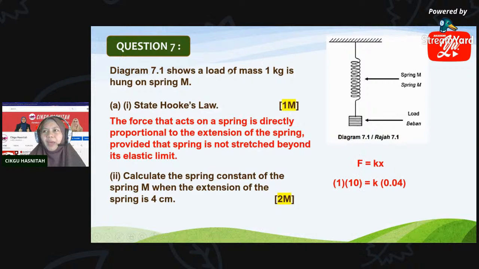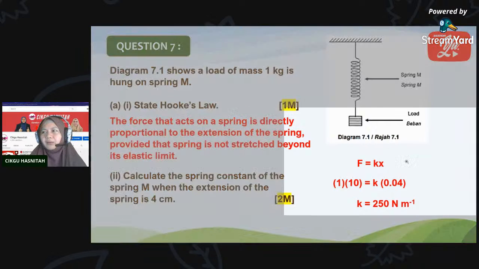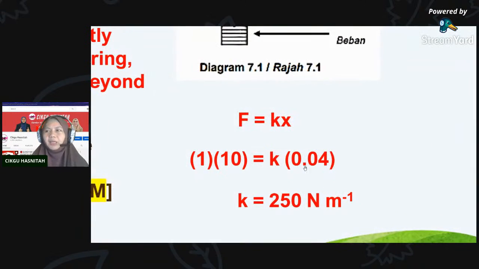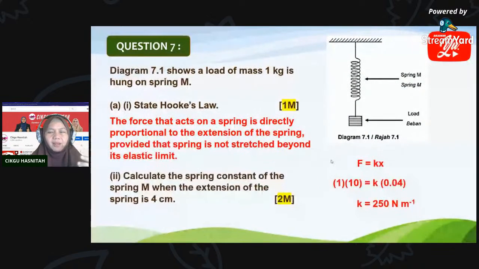Force is given by the weight of the load hanging on the spring, 1 kg. So 1 kg means the force is 10 Newton. The weight is 10 Newton. We want to find k, and x is given as 4 centimeter. Extension in meter is 0.04. Don't forget to convert into meter. So by this, the force constant of the spring is 250 Newton per meter. Always give a proper solution. You start with formula, substitution, final answer with correct unit.